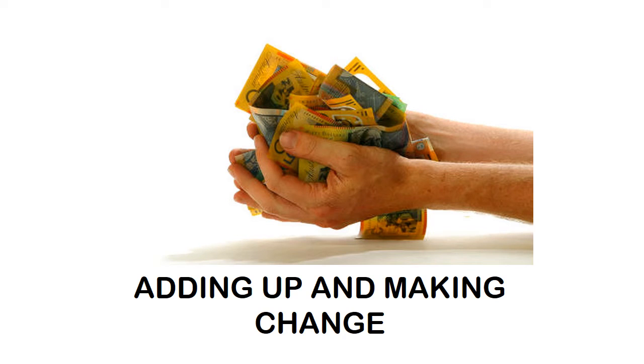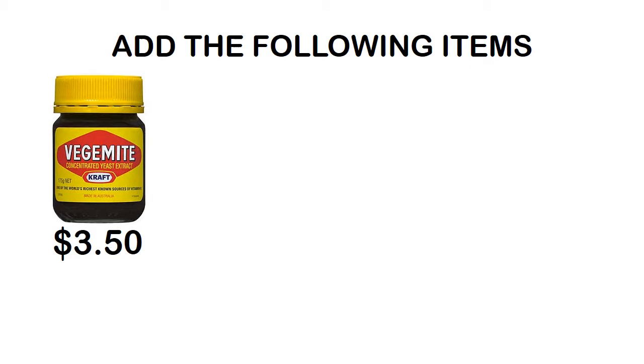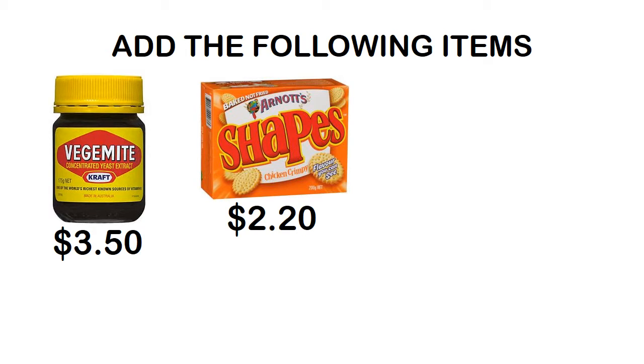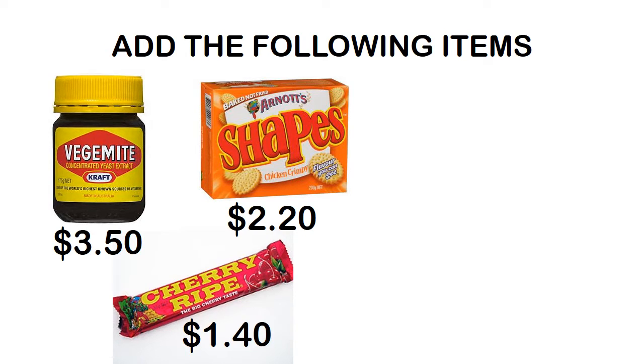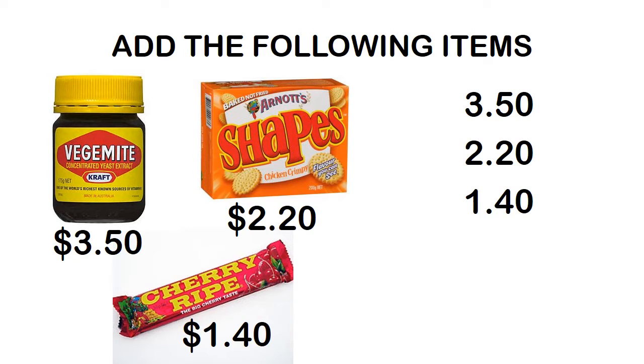This is just a short video on how to add up and make change. So add the following items. Vegemite for $3.50, packet of shapes for $2.20, cherry ripe for $1.40. So we line them all up as you've learnt in primary school how to do that. Draw a line up and we start at the right hand side.